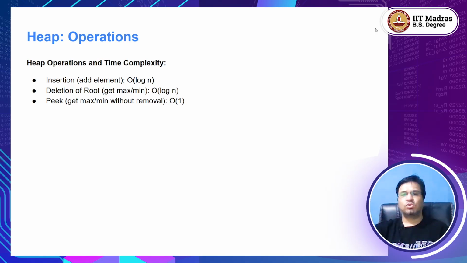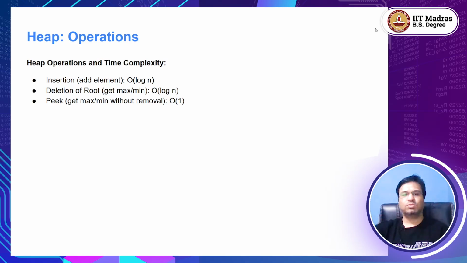Another operation is deletion of the root, getting the maximum or minimum element. This operation is also a big O log n operation. To remove the root, which is always the max or min element, the last element in the heap is moved to the root's position. Then this element bubbles down by repeatedly swapping with the larger or smaller child until the heap property is restored.